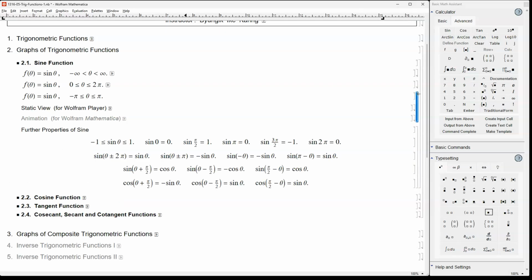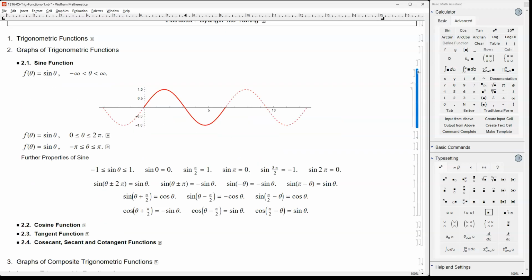And here are some further properties of the sine function. As you saw from the graphs, it is bounded between -1 and +1, going up and down. Sine of 0 is 0 right here. Sine of pi over 2 is 1 right here. Next, sine of pi is 0 here. And next, sine of 3 pi over 2 is -1 right here. And then sine of 2 pi is 0, come back to this x-intercept, and then the pattern continues. That's the whole period. The period is 2 pi, so plus or minus 2 pi will not change anything.